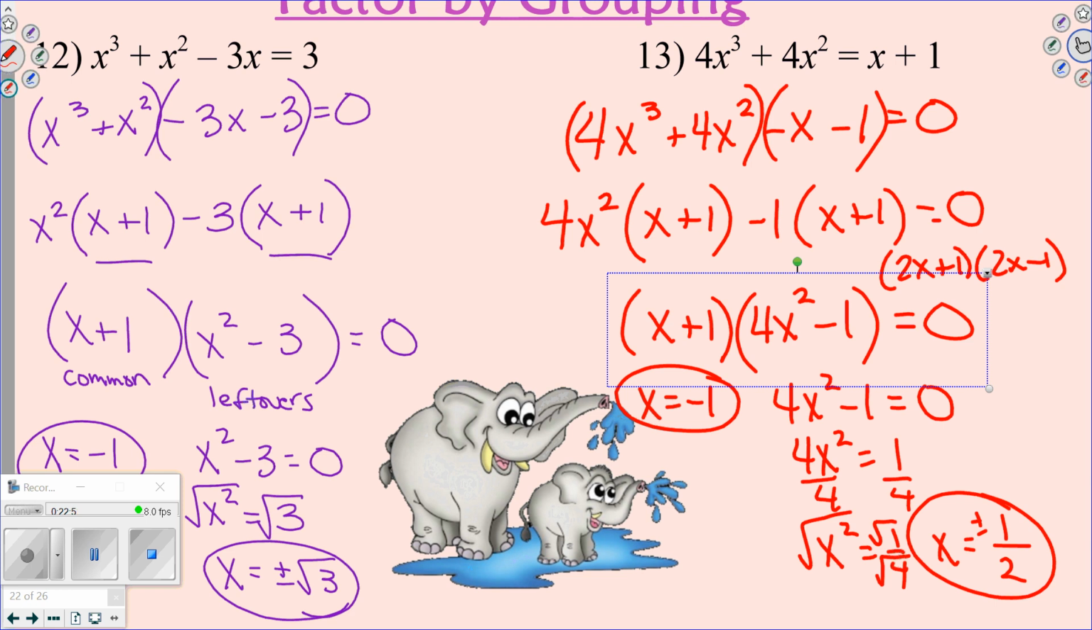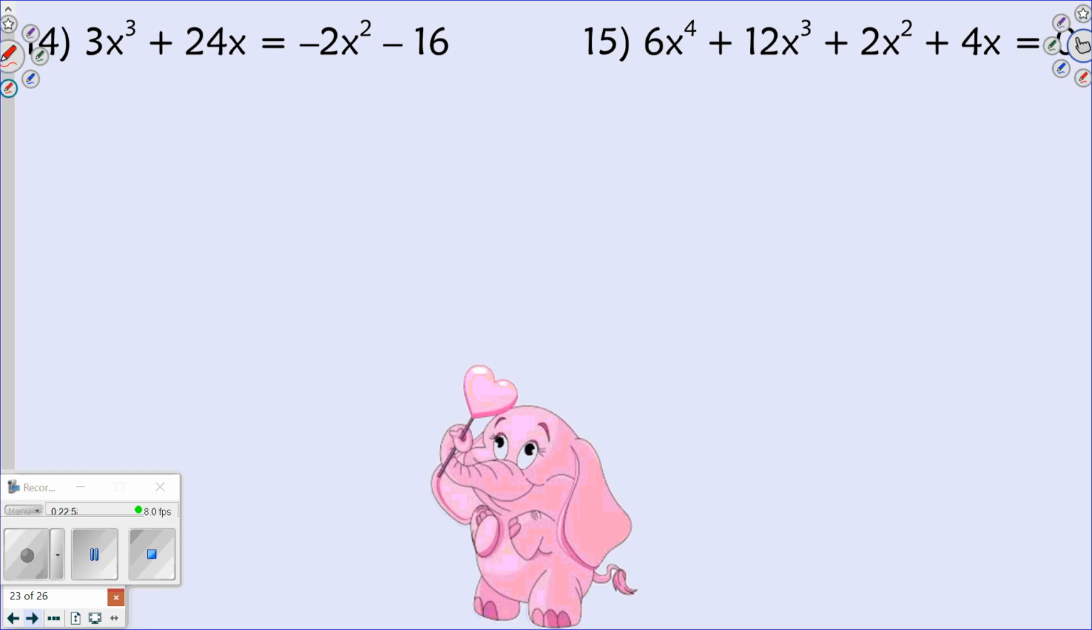How do we feel on grouping? Okay? You want to try one on your own? No? I think we should. Let's do number 14 on your own. Now let's talk through this, see how we did.